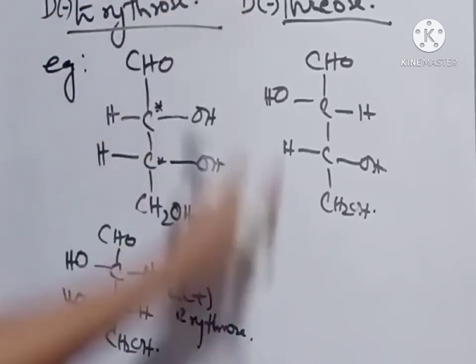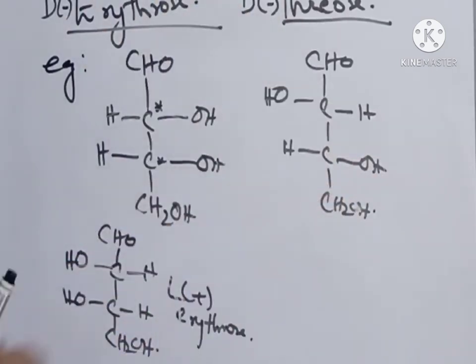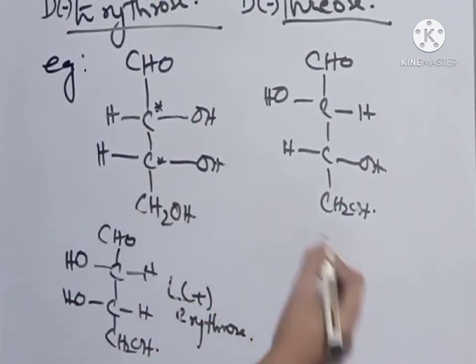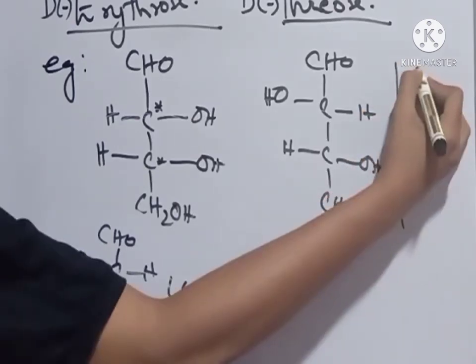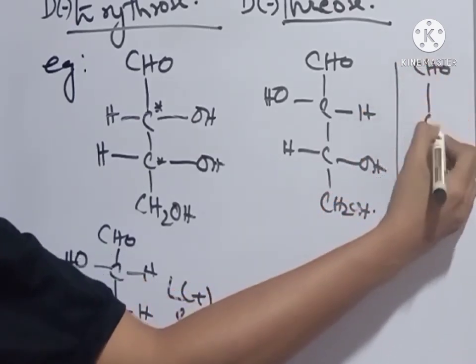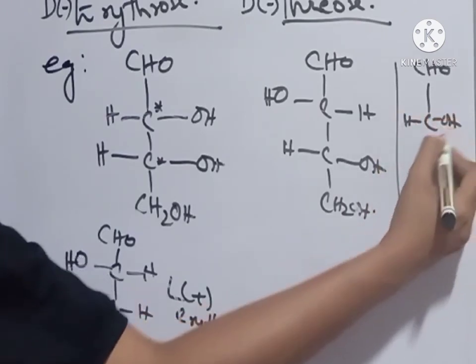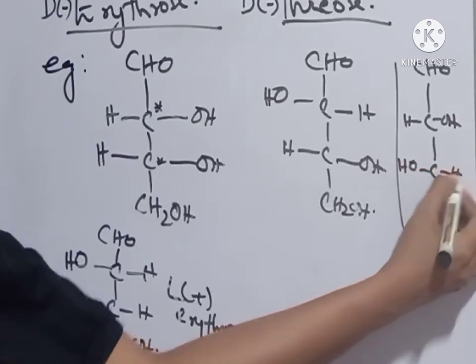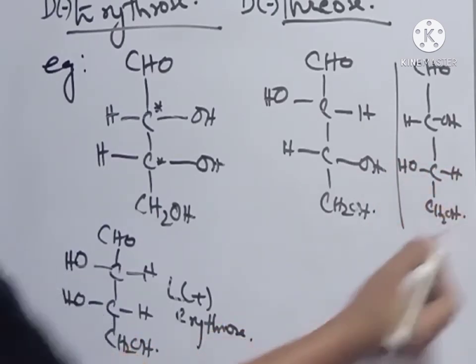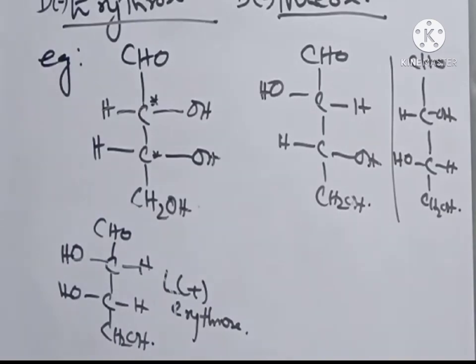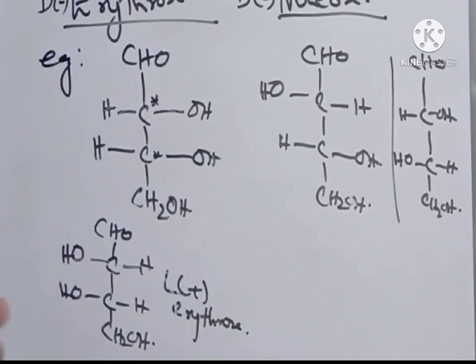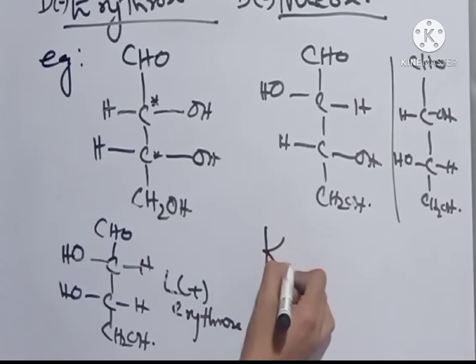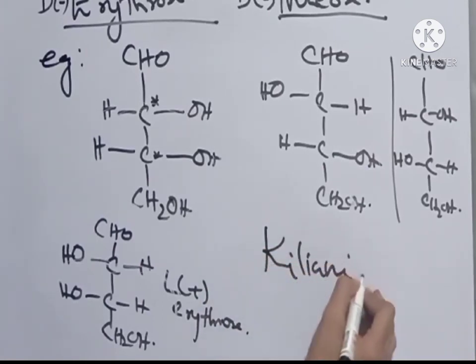Same way, the mirror image of this will be the D threose. That is D threose is this: CHO, CH on left side, OH is on right side, and the C here OH is on left side and hydrogen on right side, and here CH2OH. Actually, the erythrose and threose structures of aldotetrose are prepared from D-glyceraldehyde by a process known as Kiliani reaction.